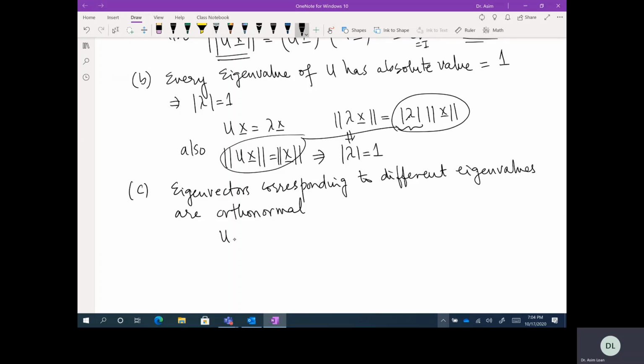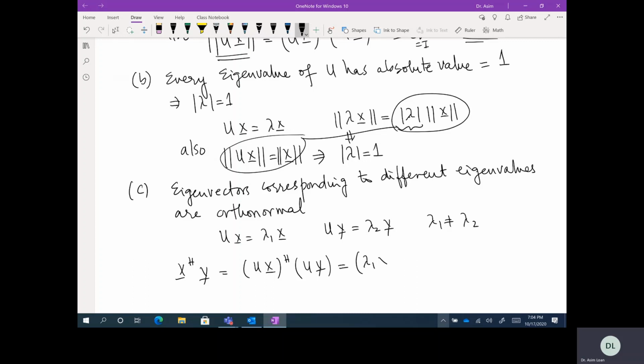So let Ux equal lambda 1 x and Uy equal lambda 2 y, where lambda 1 is not equal to lambda 2. So if I do x^H y, this is simply equal to (Ux)^H into Uy, because the length of x is not being changed, and this is equal to (lambda 1 x)^H into lambda 2 y, and this is equal to lambda 1^H lambda 2 into x^H y.